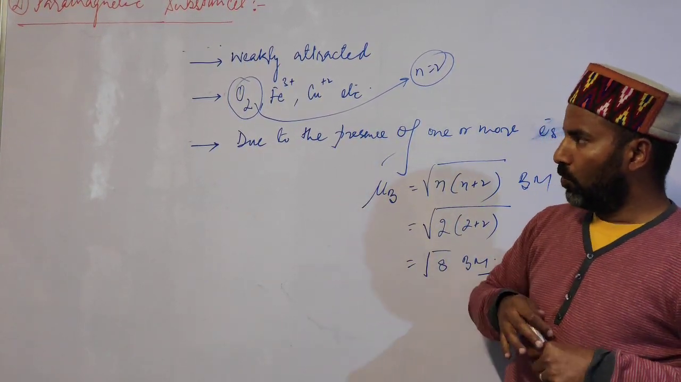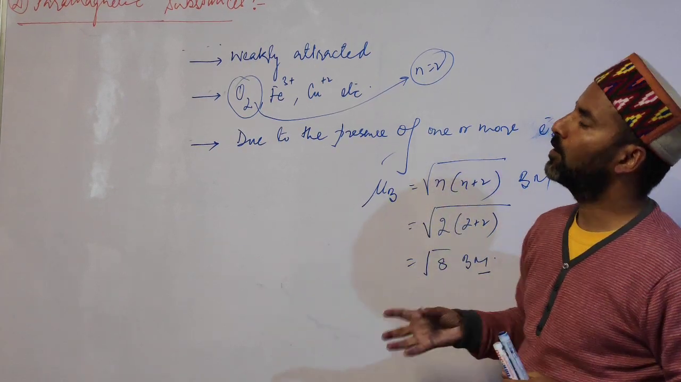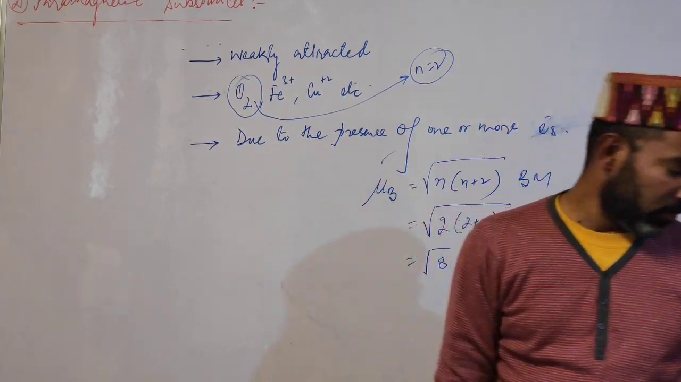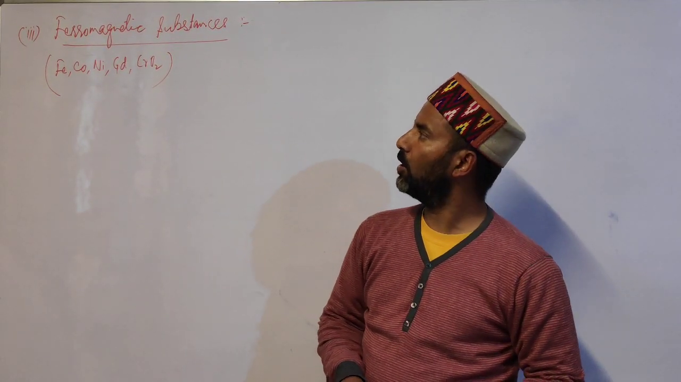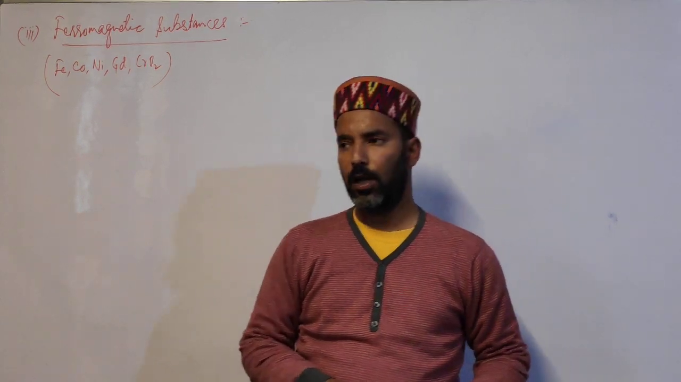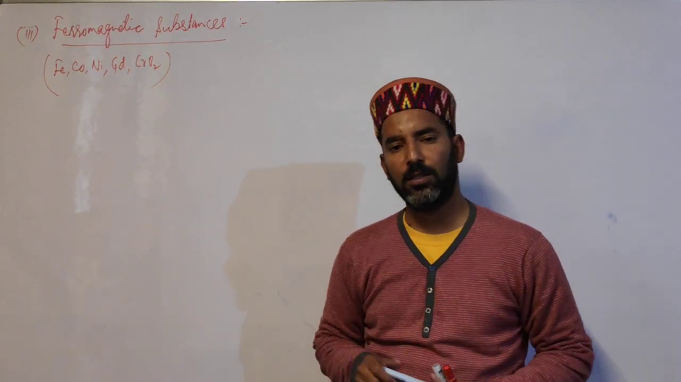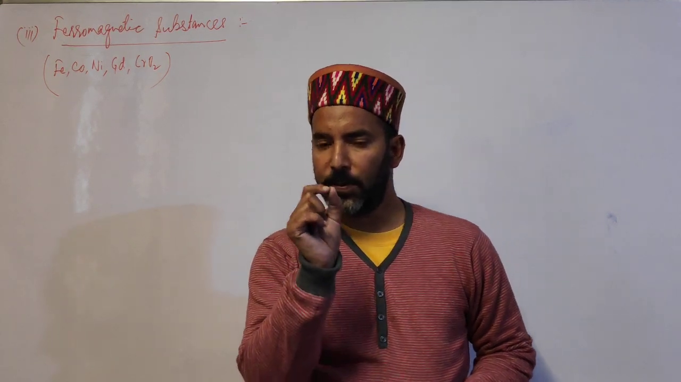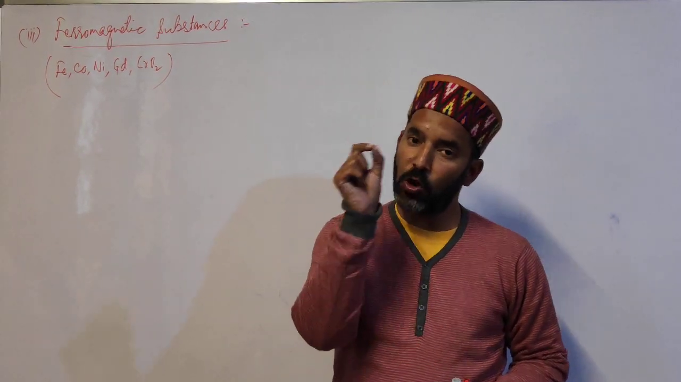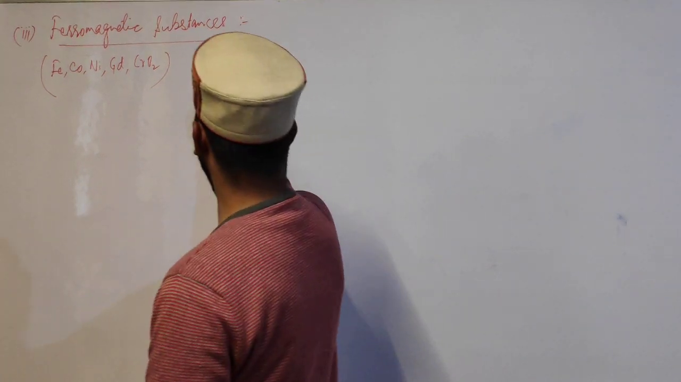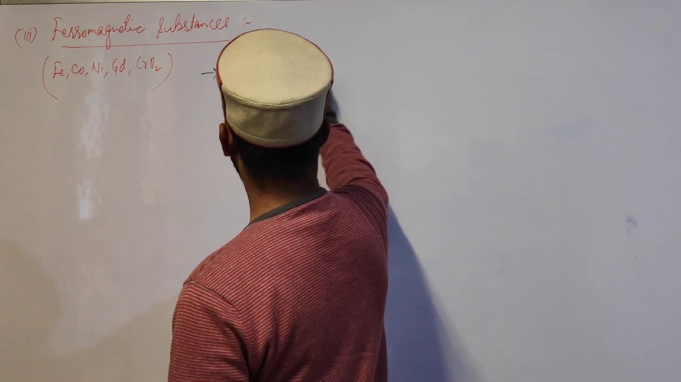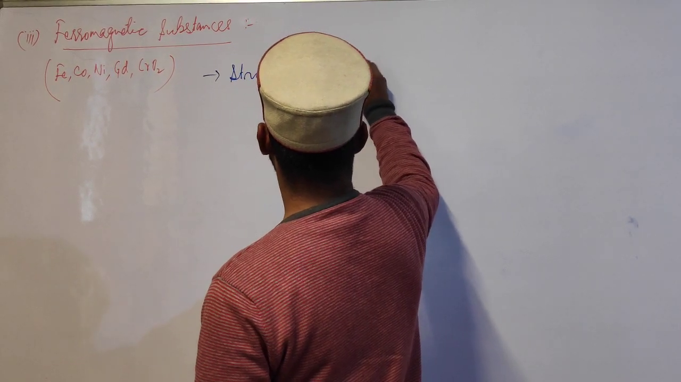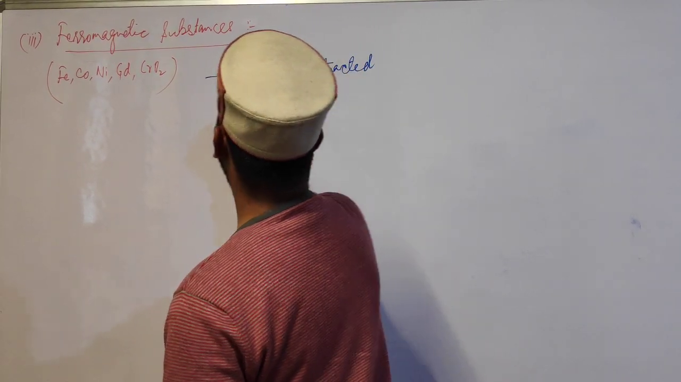Now students, we have the third type of materials, which are called ferromagnetic materials. What are ferromagnetic substances? Ferromagnetic substances are those which are strongly attracted by the magnetic field. So these are attracted, but strongly.